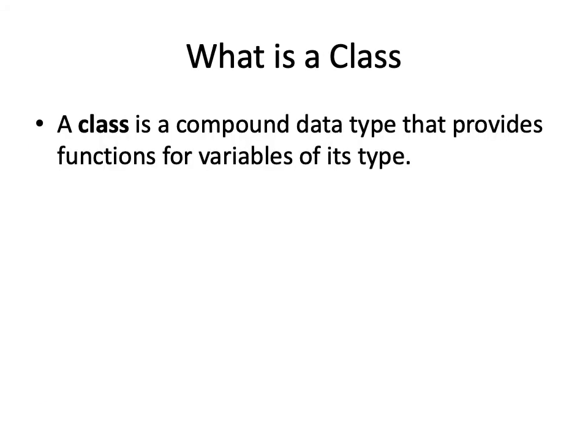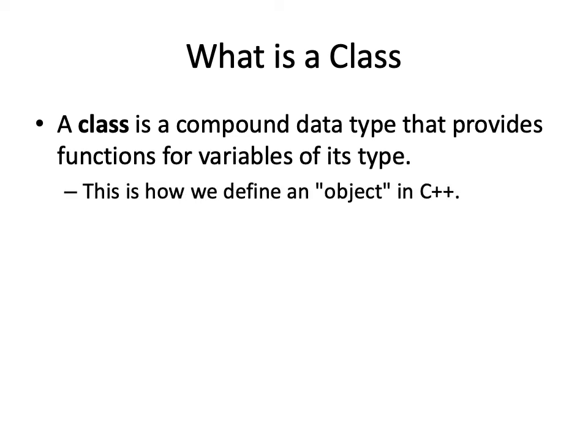What is a class? You heard me mention that just a moment ago. A class is a compound data type that provides functions for variables of its type. So in C++, when I talked about making objects to describe entities in the real world in your program, the way that we do that in C++ is by creating a class for that object. So this is how we define an object in C++.